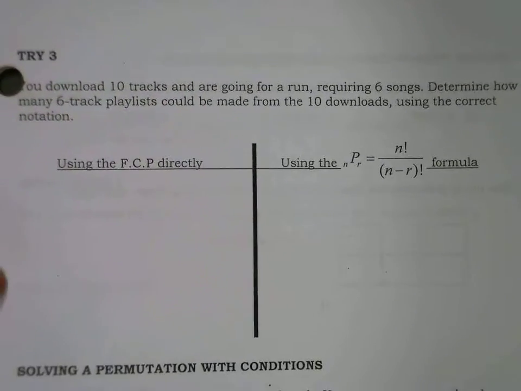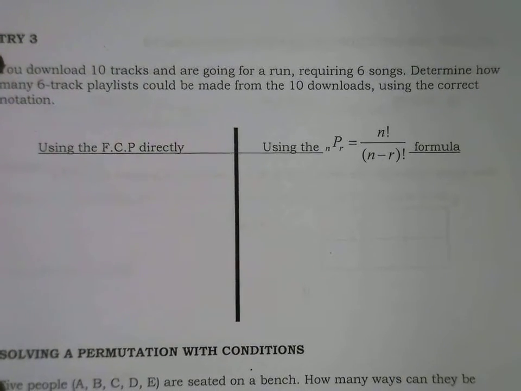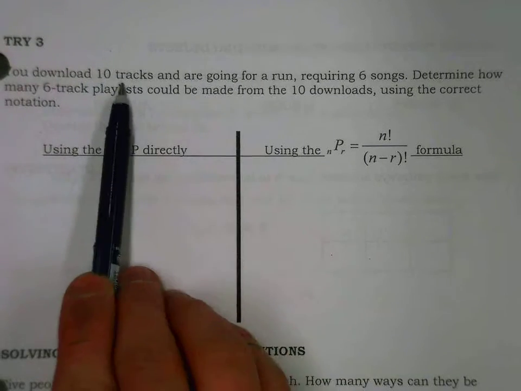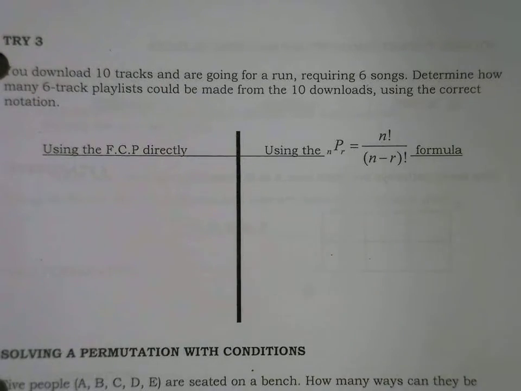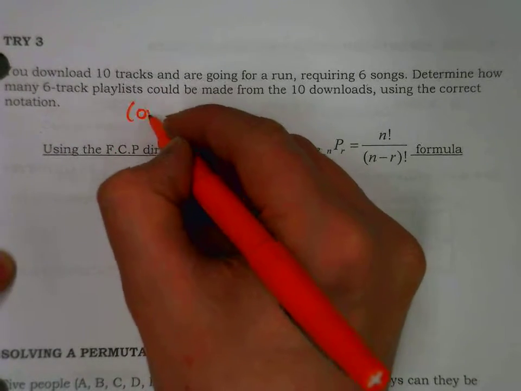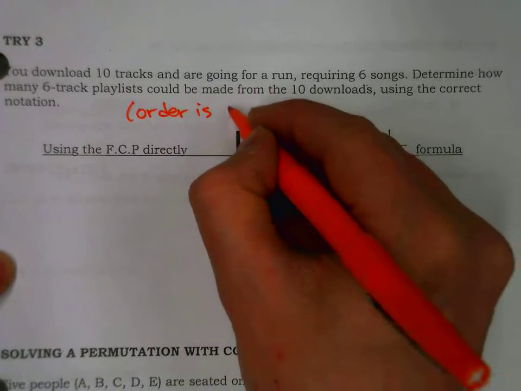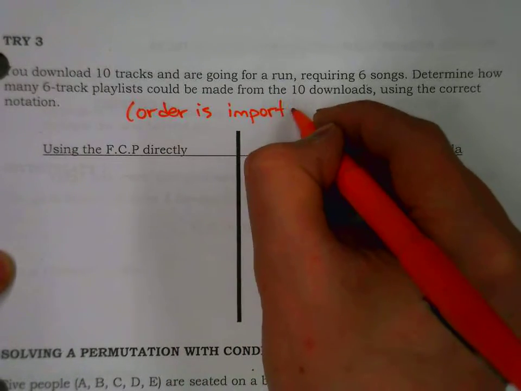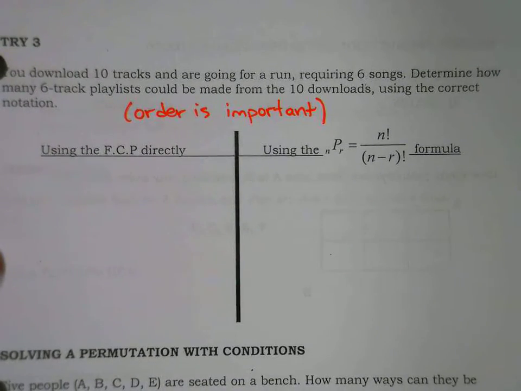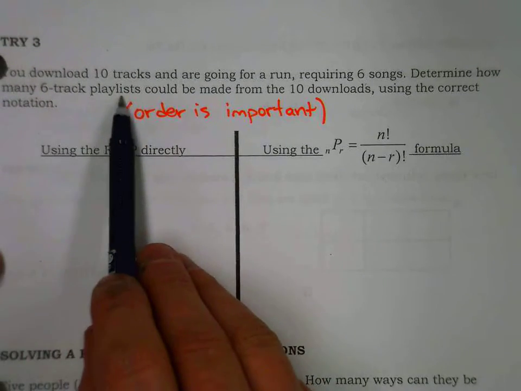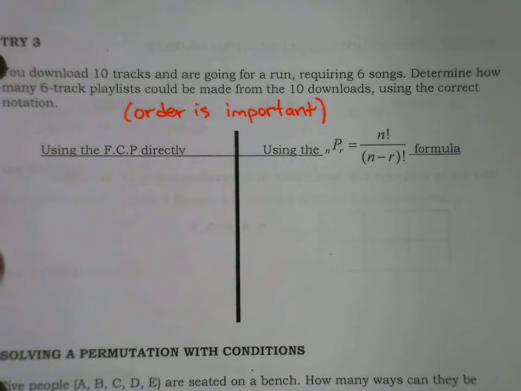So as we go to try 3, we've got an example that talks a little bit about songs. So imagine you have 10 tracks and you're going to go for a run, requiring maybe only 6. And for the context of this question, let's assume that order is pretty important. So maybe you want to start with a pump-up song and you want some noise, and then maybe you're going to end with some Michael Bublé or something where it's kind of a cool down. So order might be important. So determine how many 6-track playlists could be made from the 10 downloads using the correct notation.